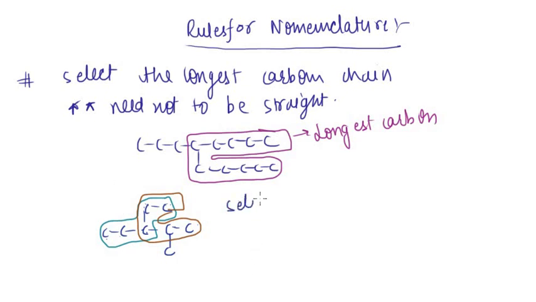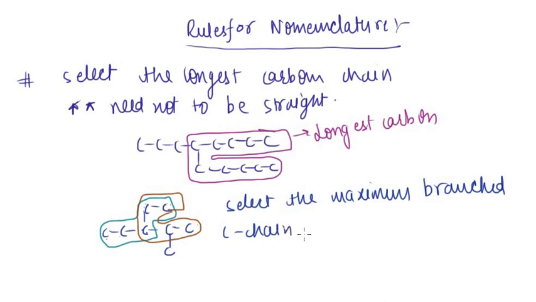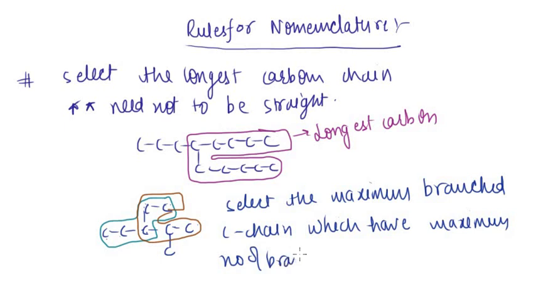To select the maximum branched carbon chain, which has the maximum number of branches. We have to select the carbon chain which has the maximum number of branches.